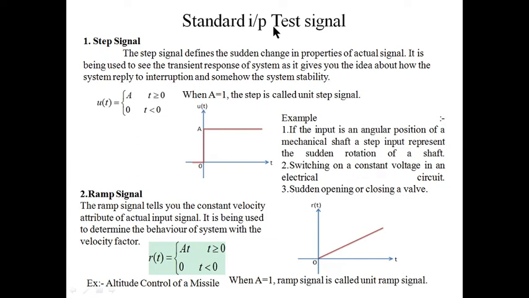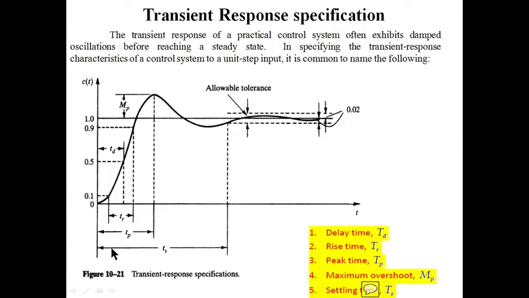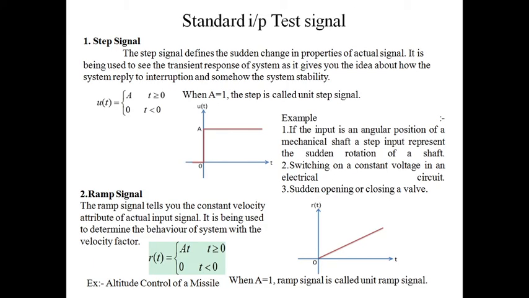The standard input test signals. So these are the various types of signals which we are going to study. This is the first type, the step signal. The step signal defines a sudden change in the properties of the actual signal. It is used to see the transient response of a system, as it gives you an idea about how the system replies to interruption and also the system stability.